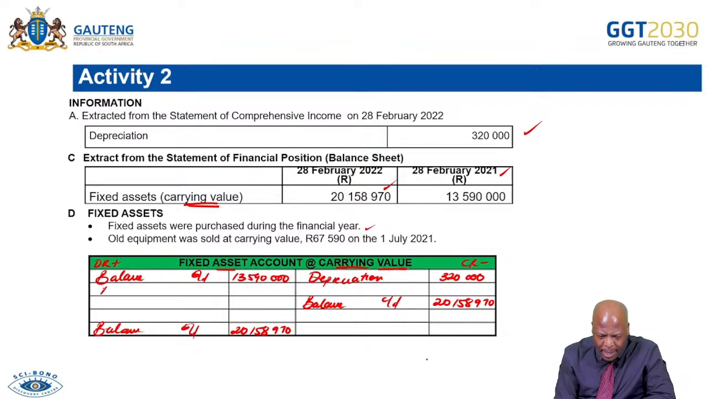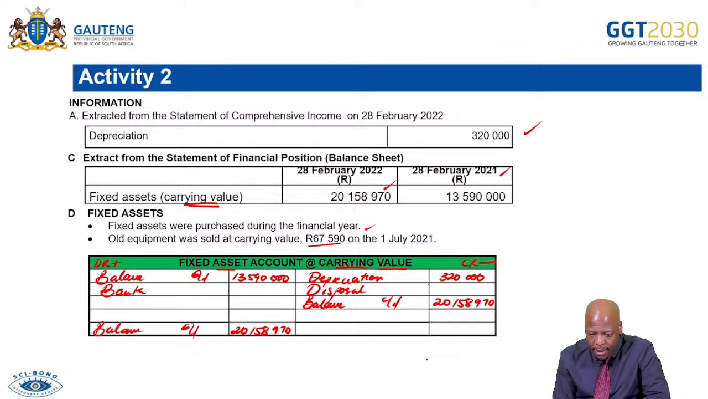Then we're told fixed assets were purchased during the financial year. We don't know how much that is. Fixed assets purchased here, bank, we don't know. Old equipment was sold. We know that once an asset is sold, we remove it, we subtract it. So we're going to say disposal on the credit side, that is going to be 67,590. Okay, let's close off the ledger account.